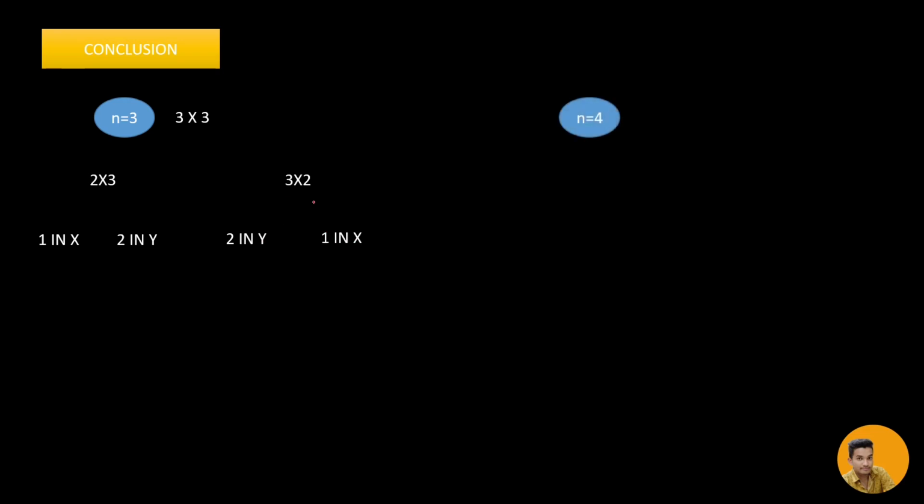When n was 4, that means 4 cross 4, then 2 cross 3 and 3 cross 2 boxes, we got 2 in x direction for 2 cross 3 and 3 in y for 2 cross 3. Similarly for 3 cross 2 we got 3 in x and 2 in y. That means I can write when n is 3 we are getting 1, when n is 4 we are getting 2.